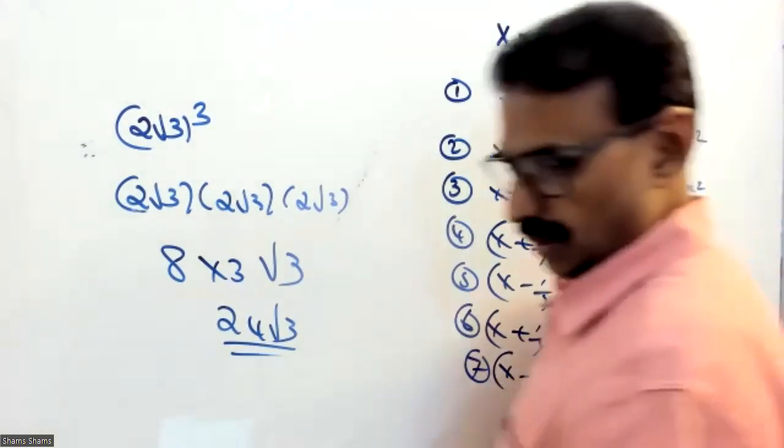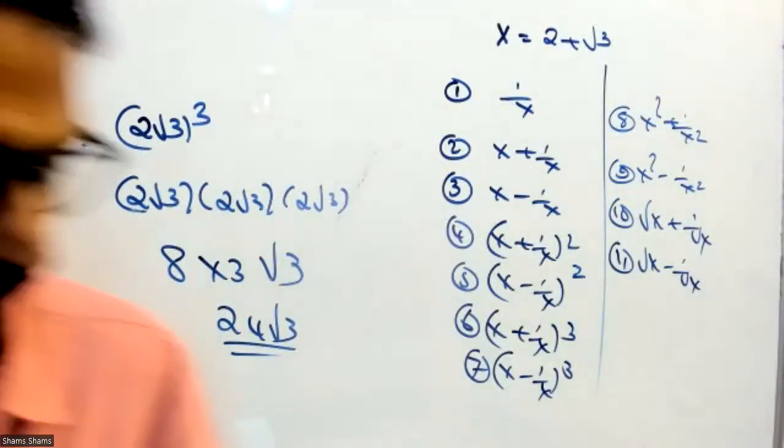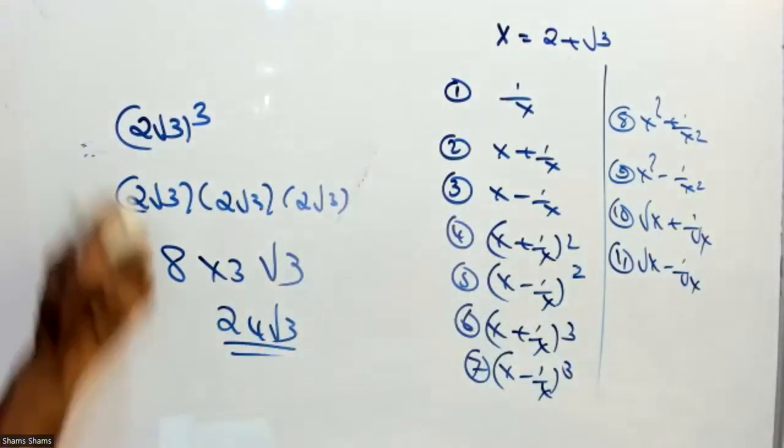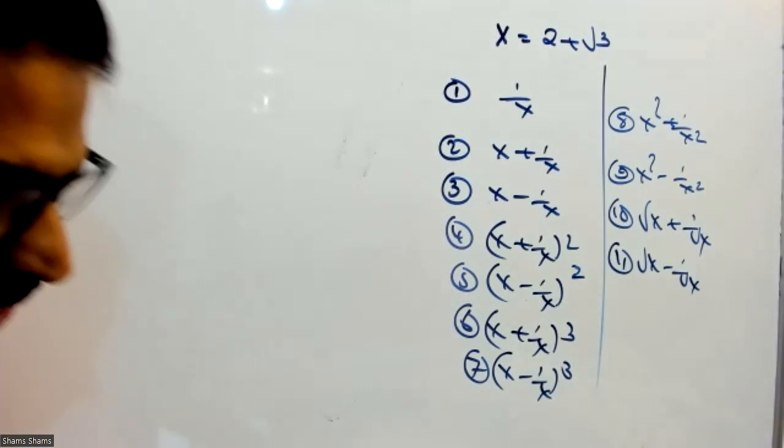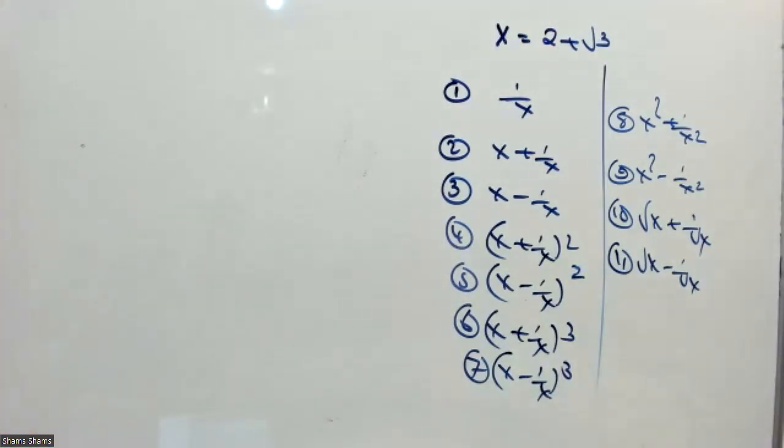Okay. So, next one is what? This is the star question. Star only, again star, this one. Question number 8. Look here. Again, close the book.